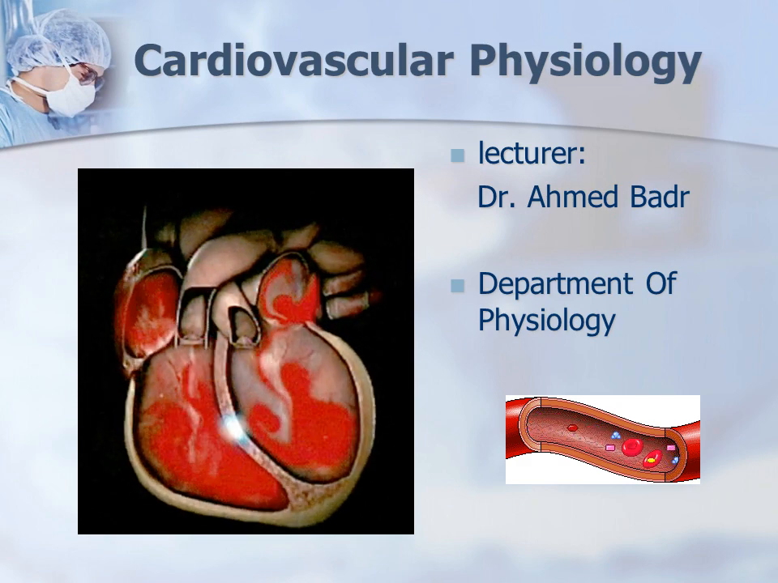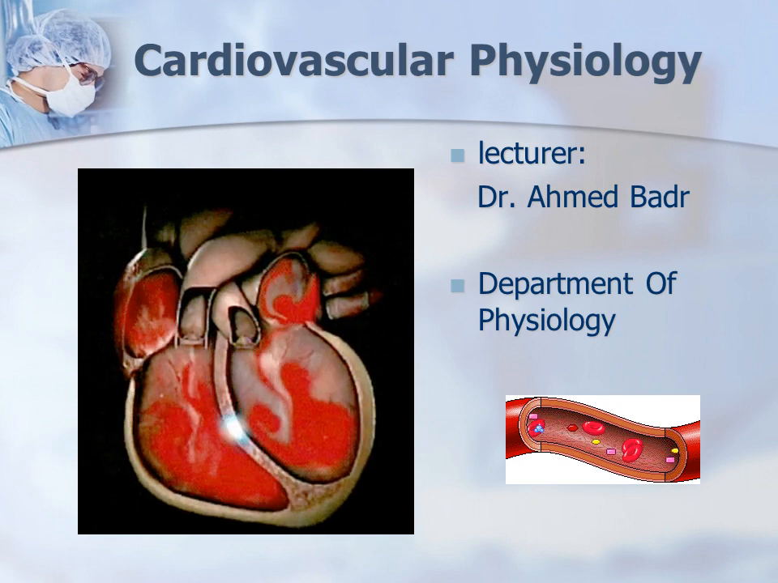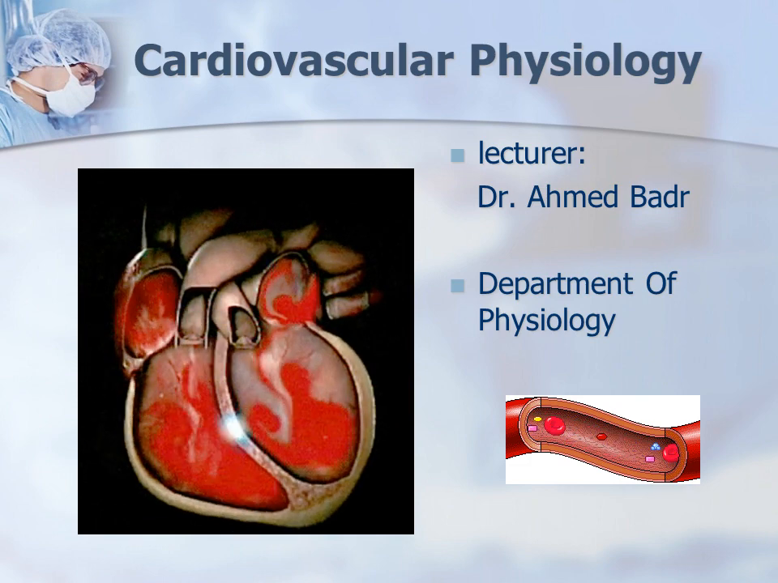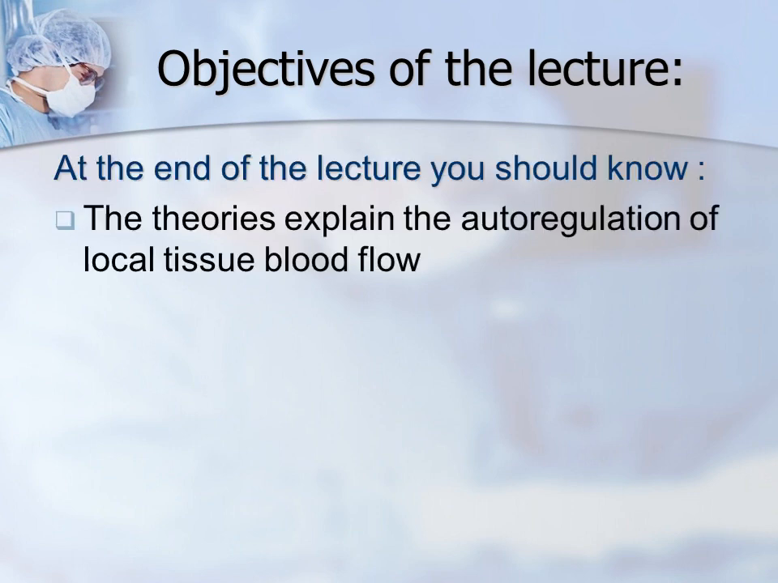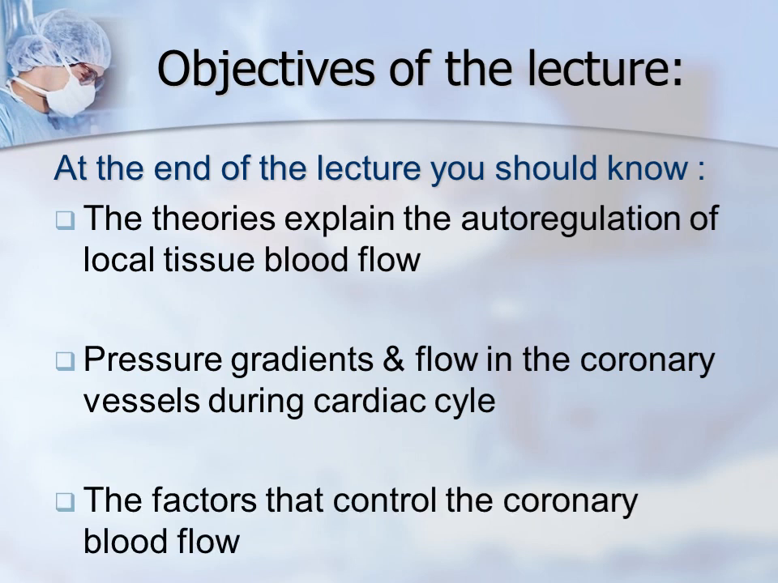Hello everybody. Our lecture today is about autoregulation of blood flow and coronary blood flow. First of all, we must know the objective of this lecture. At the end of this lecture, you should know the theories that explain the autoregulation of local tissue blood flow, the pressure gradients and flow in the coronary vessels during the cardiac cycle, and the factors that control the coronary blood flow.